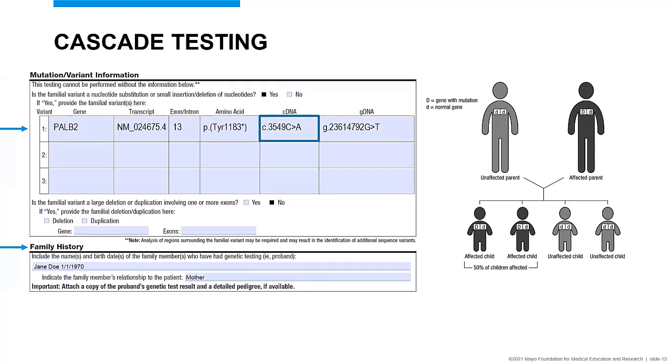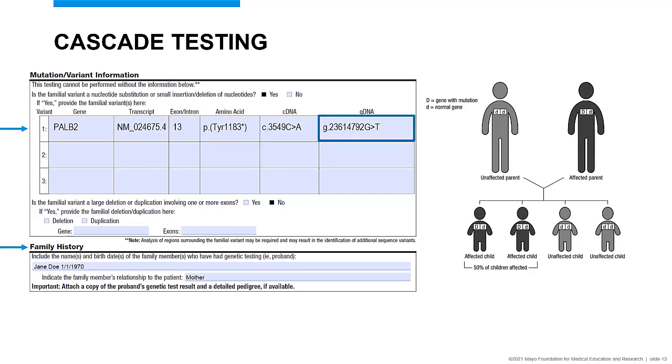The cDNA, or coding DNA, will start with a C and a period, followed by some numbers, the nucleotide position, and some letters, the nucleotide change. For this case, it is c.3549C>A, where at position 3549, the cytosine is replaced by an adenine.